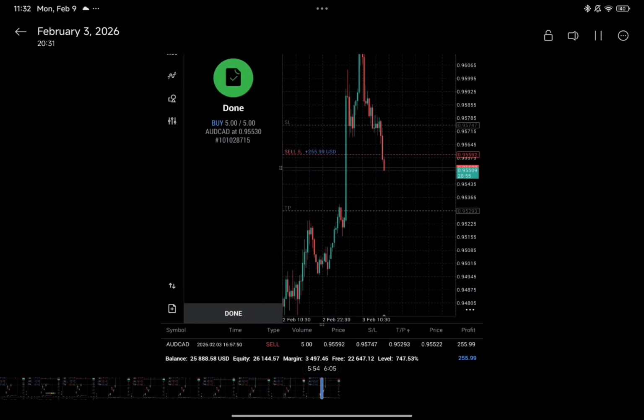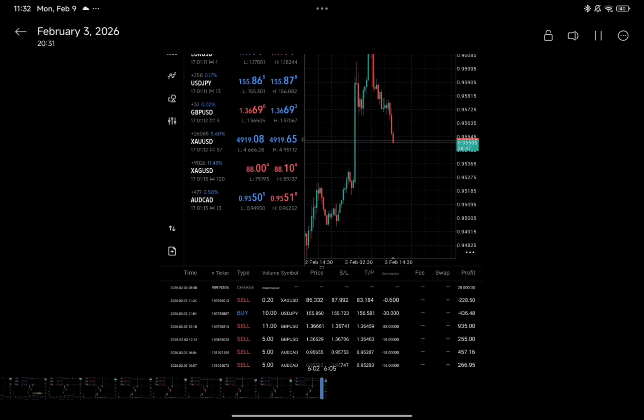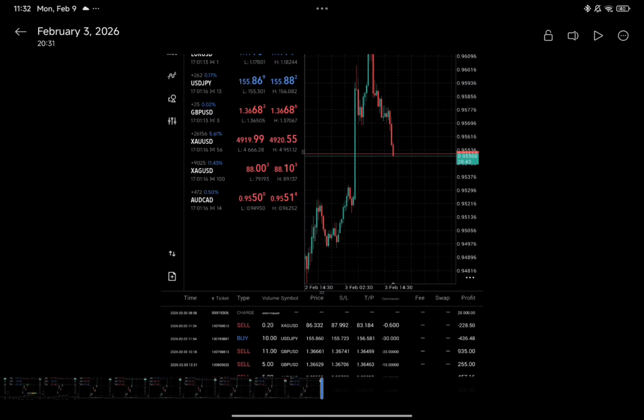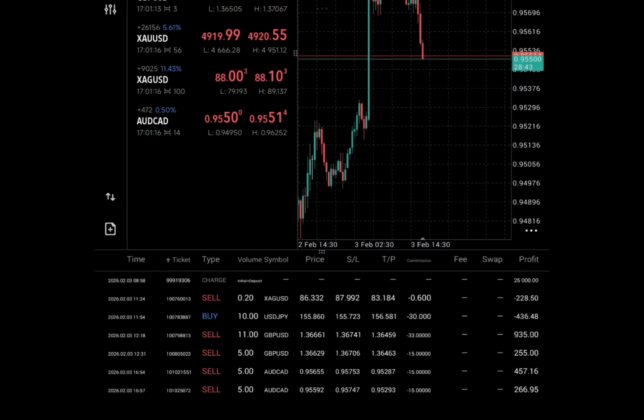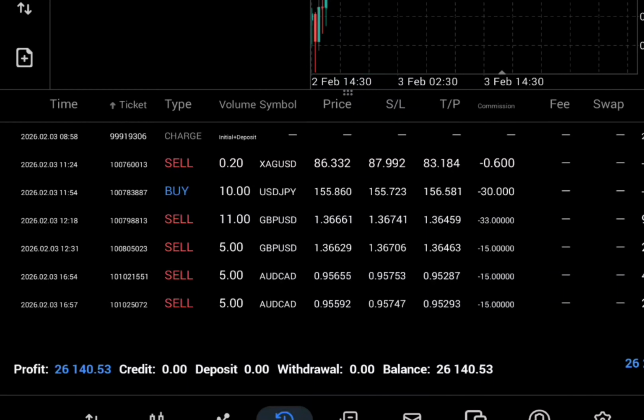And when the floating PNL reached roughly $680, I closed all of my positions. So yeah, this was all for the trade. And as you can see, now the balance is $26,140. So basically from minus $700 to this.